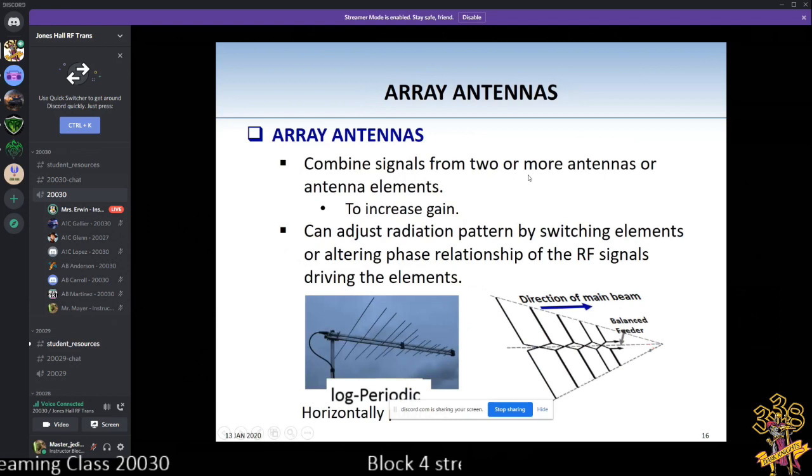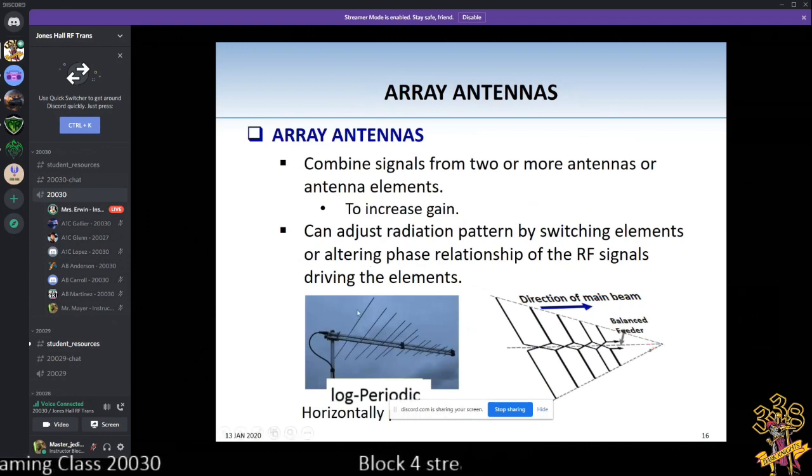An array is an antenna that is actually more than one antenna or antenna elements that have the signals combined to increase the gain of the antenna. Okay? So instead of just having one antenna, it's going to be two or more, or a combination of antennas or antenna elements, but the whole purpose is to give you more gain.